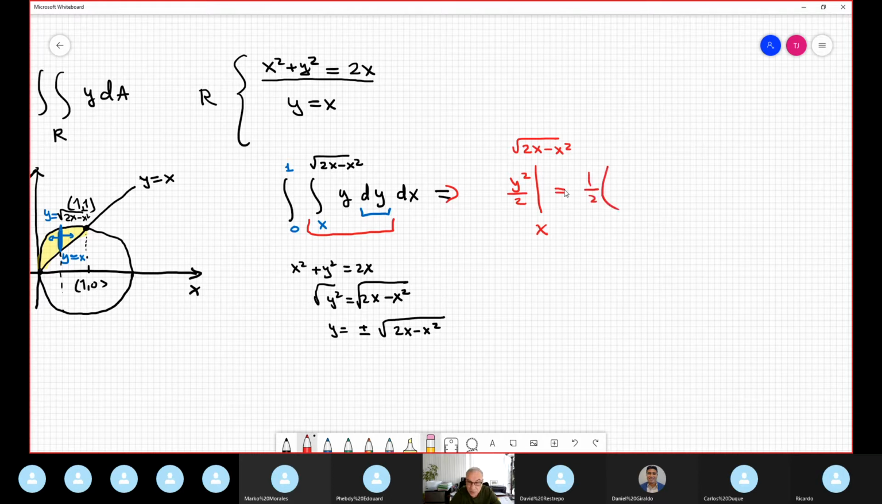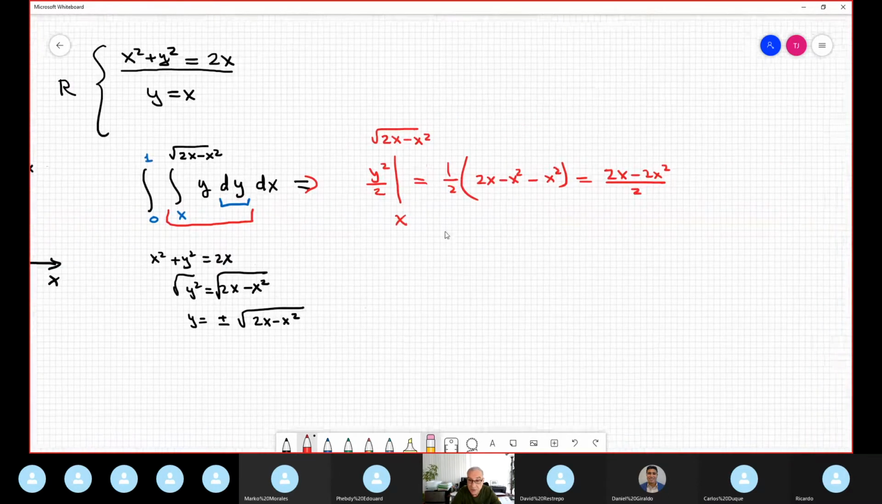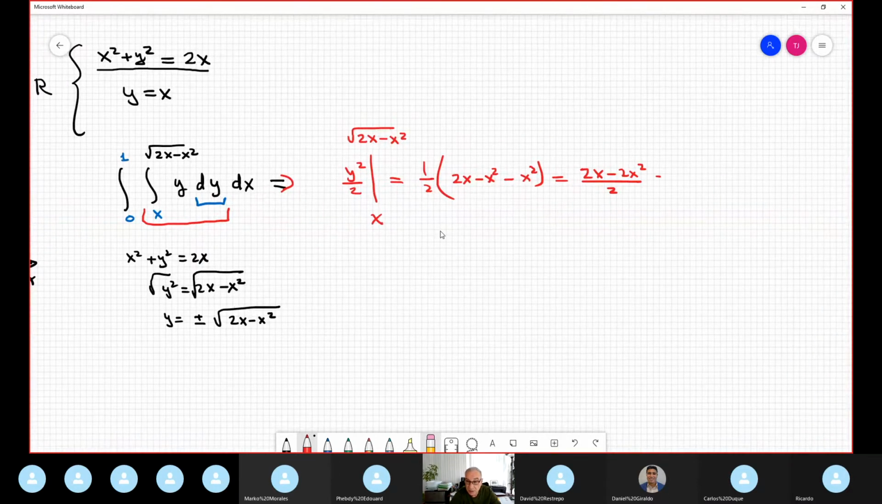I put the 1/2 outside, and you square that part, which is 2x minus x squared, minus x squared. A ver, let me see. Yeah, x squared. Entonces, actually it is 2x minus 2x squared divided by 2. Let's cancel the 2. The answer so far is, wow, it's easy. I like that. It is x minus x squared.